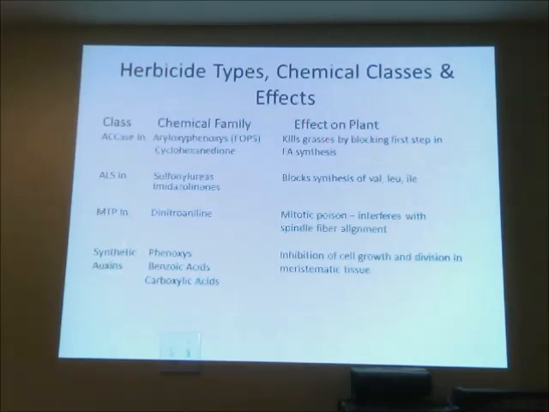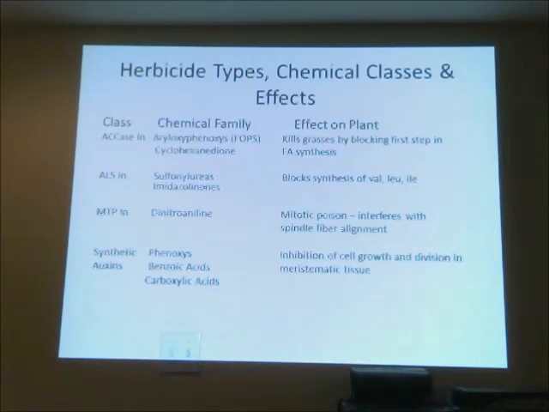The next category is synthetic auxins. These are the phenoxyacetic acid types of compounds, benzoic acid, carboxylic acid. We saw some of these things a few weeks ago when we talked about auxins. These inhibit cell growth, and where you've got rapidly dividing tissue, meristematic tissue, they're inhibiting the cell growth and cell division, and they kill in that particular way.